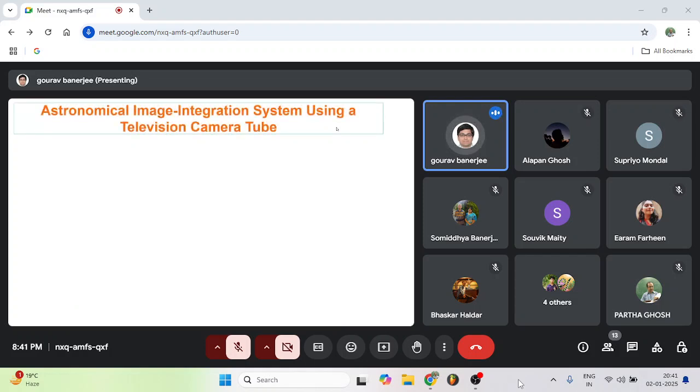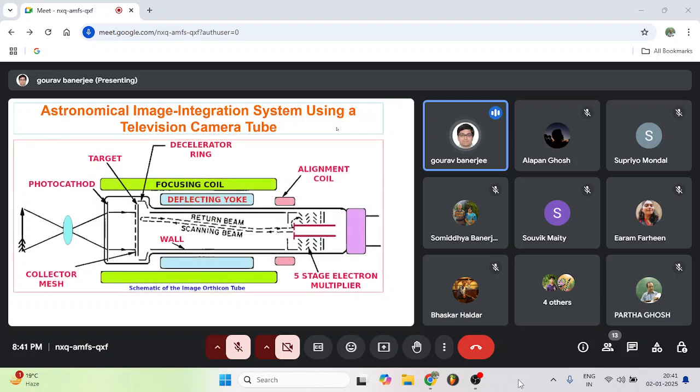The next type of detector is the astronomical image integration system using a television camera tube. It works just like a CRT tube, like the old television on which we used to watch videos. So a similar mechanism is used to capture the images. Here on the screen you can see the front screen. Actual light will fall here, and this light is captured with a scanning beam and goes to the electron multiplier tube.